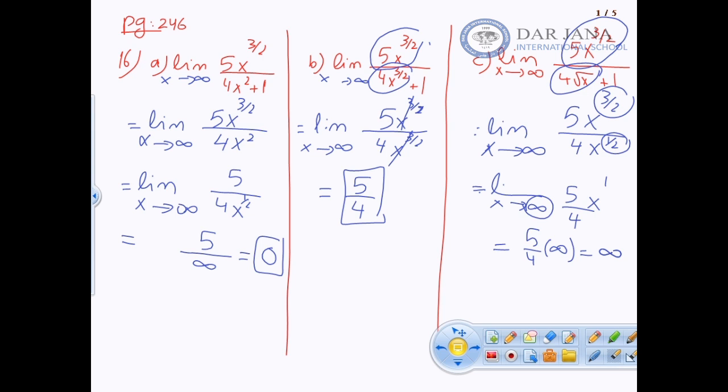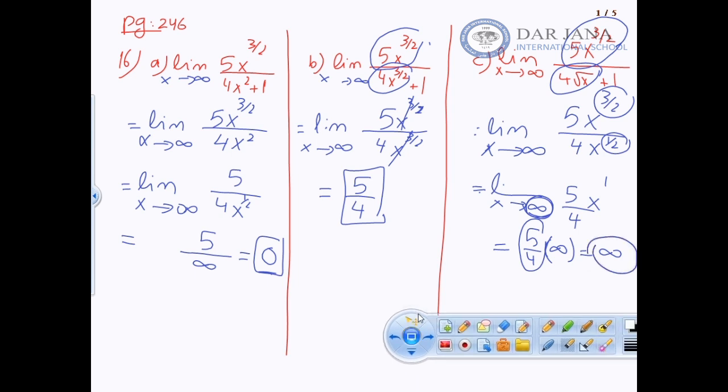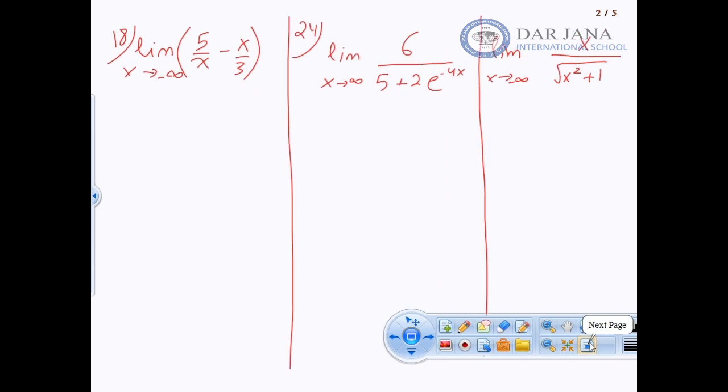But it depends on the sign of this infinity. If it's negative, it's going to be negative infinity. Also we have to take into consideration the sign of the number itself. So we have three cases for a rational function: either 0 always, or a over b, or infinity.